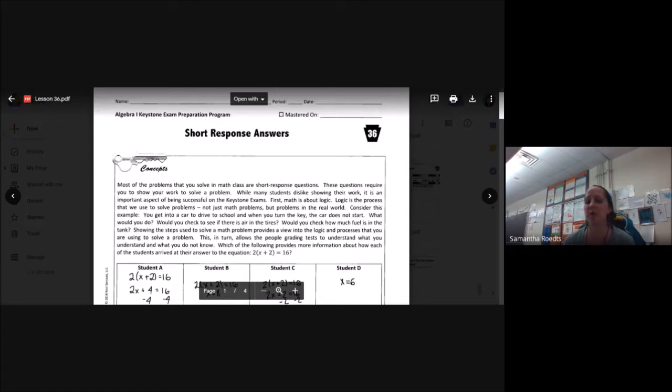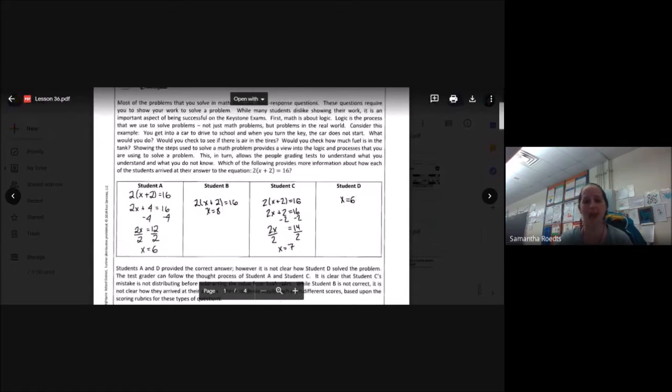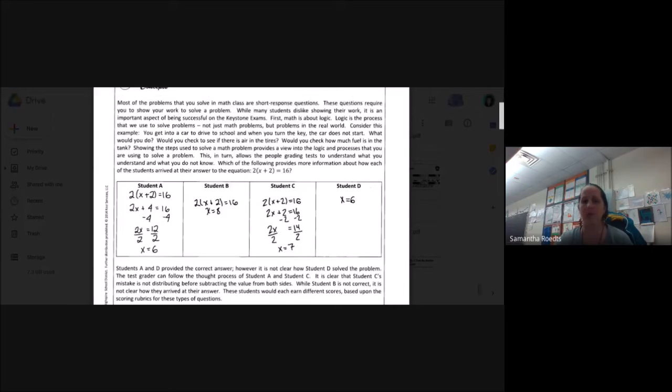Showing the steps used to solve a math problem provides a view into the logic and processes that you are using to solve a problem. This, in turn, allows the people grading tests to understand what you do and don't know. Which of the following provides more information about how each of the students arrived at their answer to the equation 2 times the quantity x plus 2 equals 16? Student A, student B, student C, or student D?